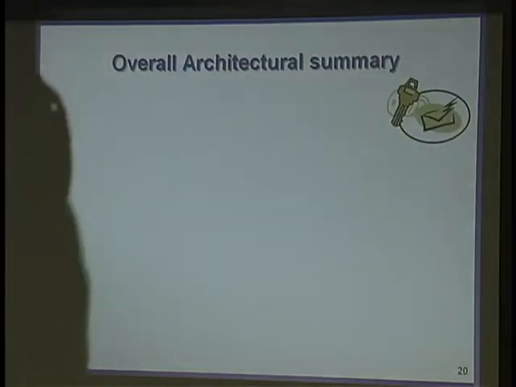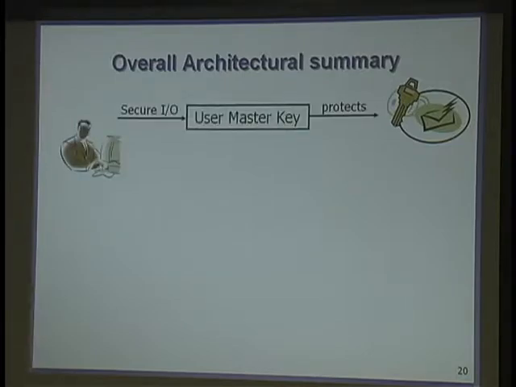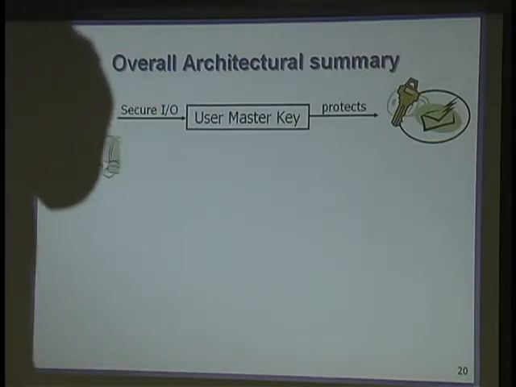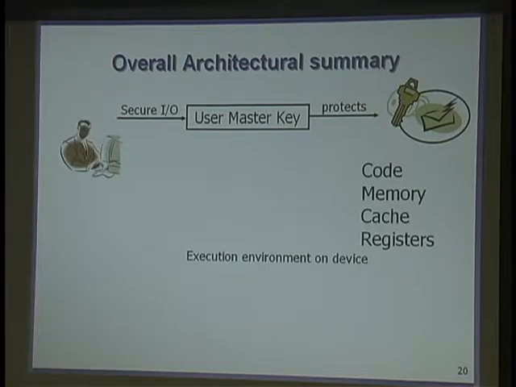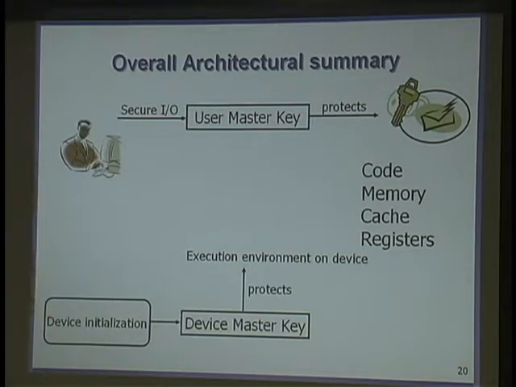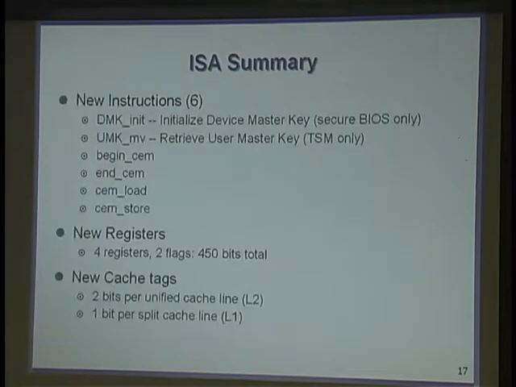Okay, so that's it. Now, the overall summary of this architecture: you input through secure I/O this critical user secret, the user master key, which protects any number of keys and registers. You protect the execution environment on the device, which means the code, the memory, the caches, the registers, via the device master key. And only through the trusted software module may you operate on the user master key and whatever it protects.